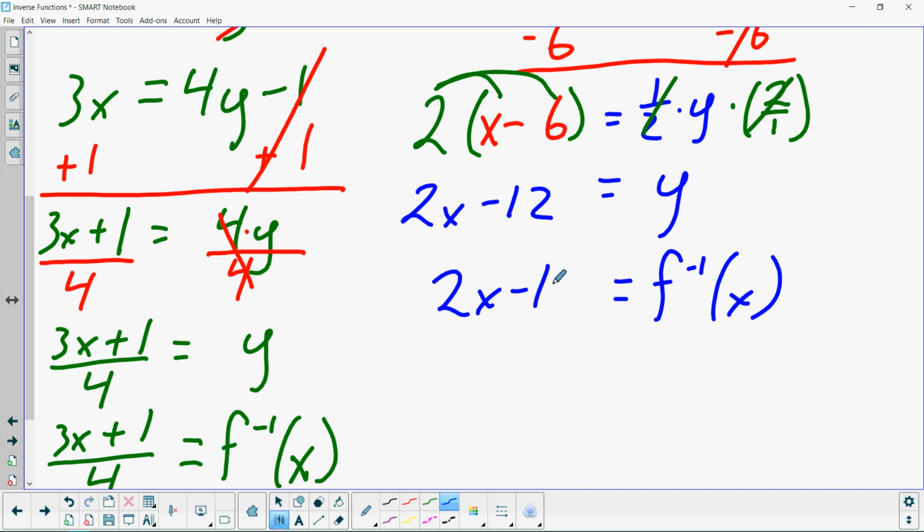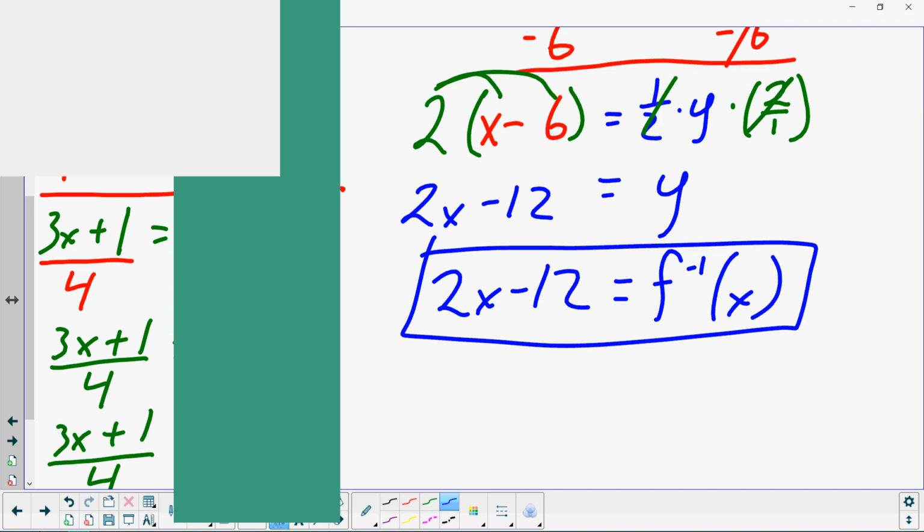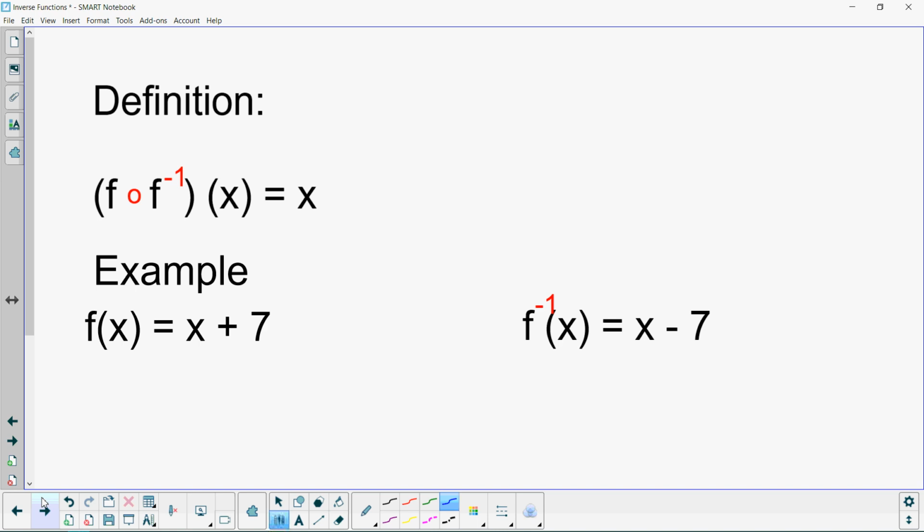Okay, so there's 2 examples on how to algebraically solve for an inverse. All right, let's talk about one more definition, just because this might not be immediately obvious, and then we'll do a really easy example. So this is a composition function, which is the first thing we learned in this class. It's saying take the inverse of f and plug it into f. And when you do that, your answer will just be plain old x.